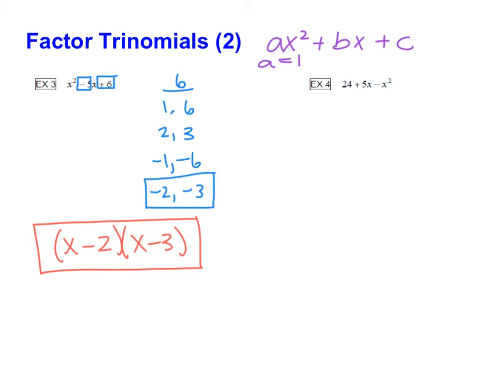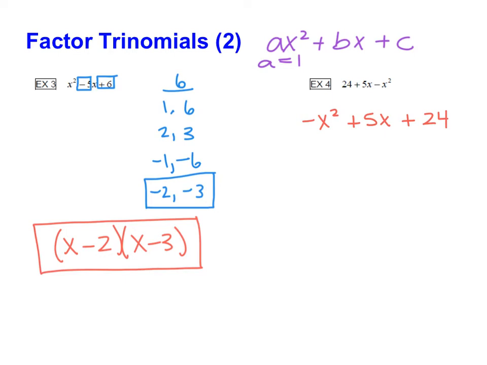All right, example 4. Well, does example 4 look a little bit different to you? I hope so. It's all out of order. We want this proper order, this ax squared plus the bx plus the c. So we want that x squared term to be first. The x squared term is negative, so we're going to keep the negative with it. So negative x squared. And then we have our 5x, that goes next. And then that 24 is positive on the end.